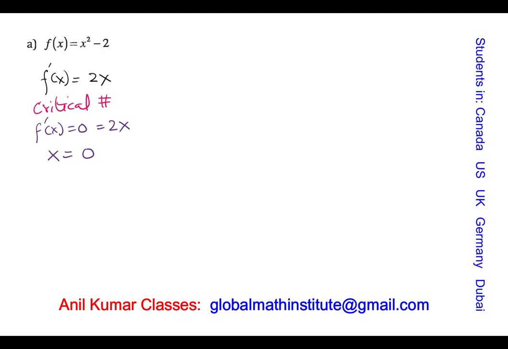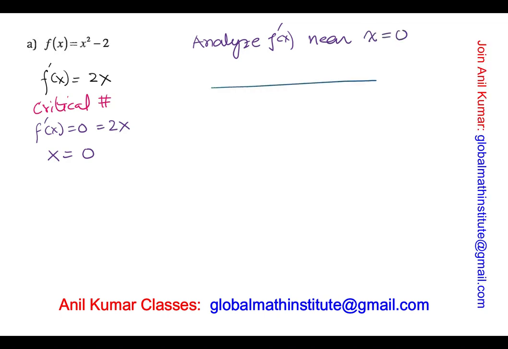So at 0, we are going to analyze the derivative near x equals 0. For that, we are going to take a test point. Here we have x equals 0. We know the derivative is 0. We'll take a test point before and after. So let it be x equals minus 1 and plus 1, before and after. And let's analyze the derivative, which for us is equal to 2x.